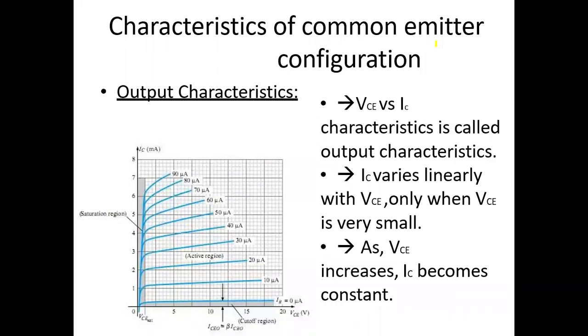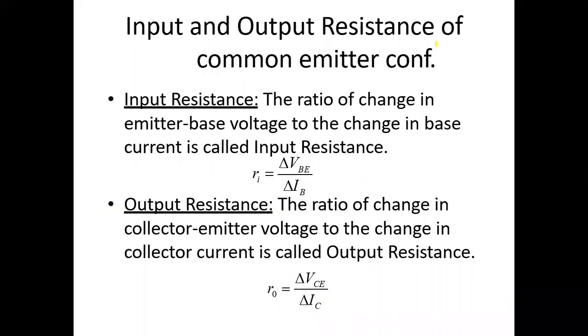Characteristics of common emitter configuration: IC varies linearly with VCE in common emitter connection only when the voltage is very small. As VCE increases, IC becomes constant. And input and output resistance of common emitter connection.